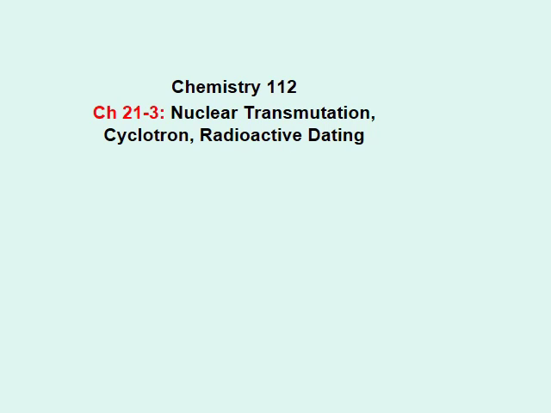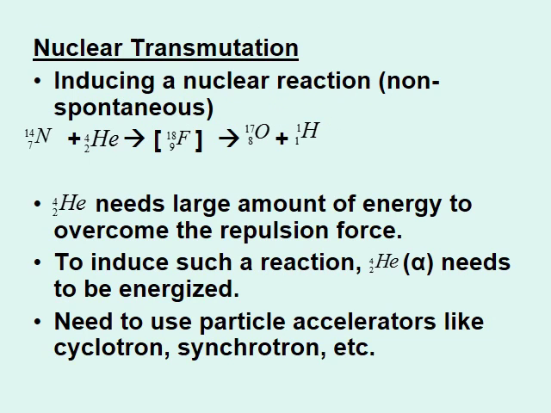In this section, I would like to discuss nuclear transmutation, cyclotron, and radioactive dating. Nuclear transmutation means you're inducing a nuclear reaction to happen. Normally, this kind of reaction would not happen because it is not a spontaneous reaction.